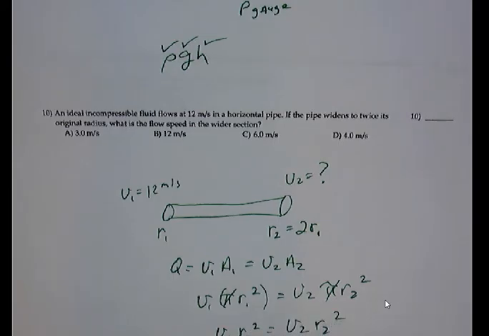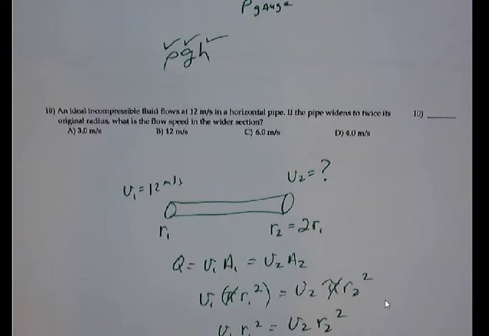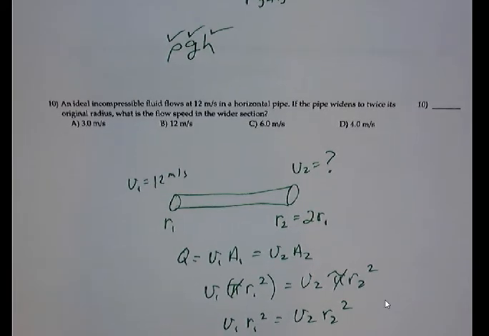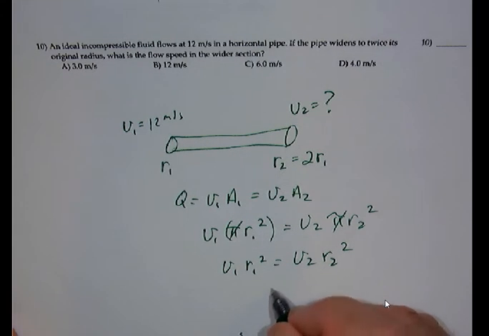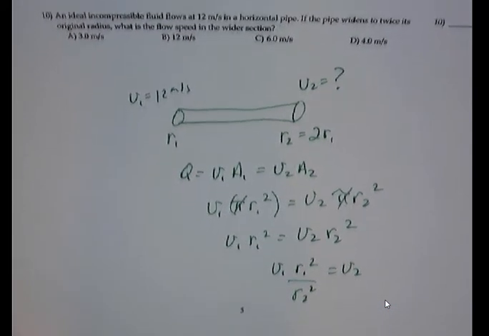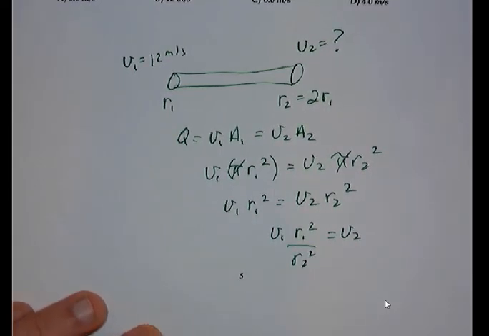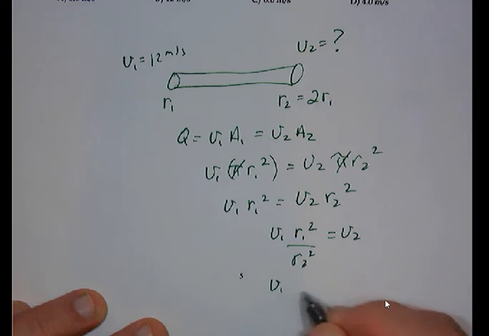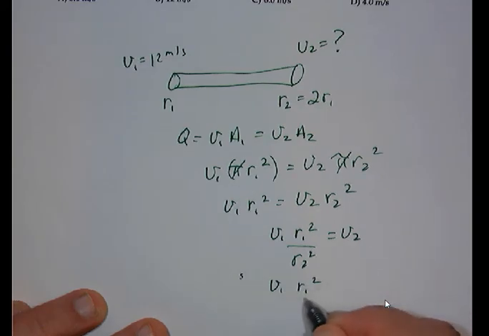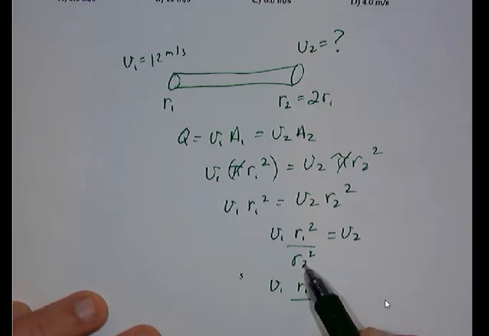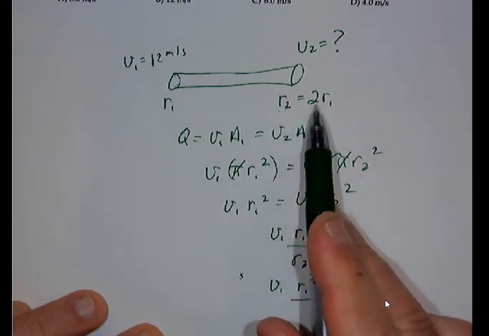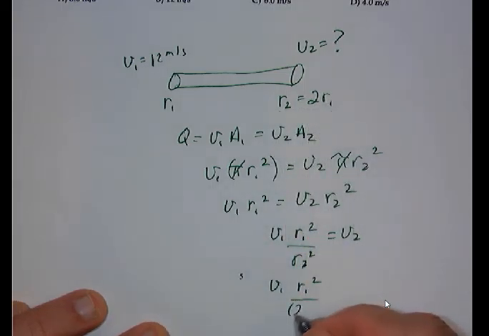So we see we've got the square relationship. So let's solve for V2, and you'll see what we get here. So V1 R1 squared over R2 squared is equal to V2. The problem seems to be that we don't actually know what R1 is, but we don't need to know what it is. It's going to cancel out. So we've got V1 R1 squared, and then R2 squared, but R2 is equal to 2R1, and then don't forget to square it.